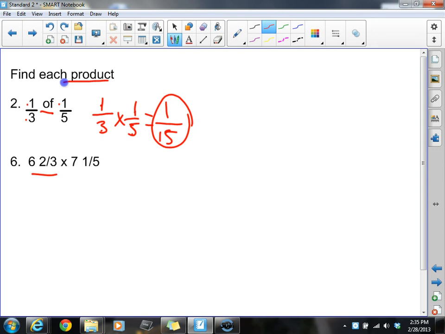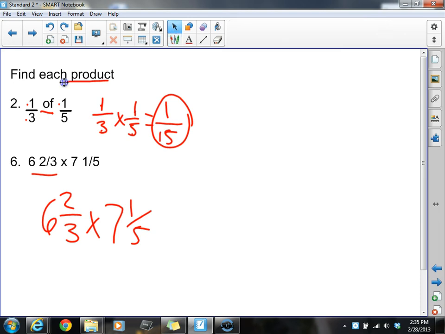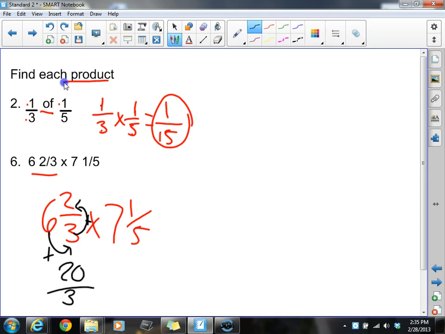Now this next one gets a little more complex because I see mixed numbers. So we have 6 2/3 times 7 1/5. Now before we can multiply mixed numbers, it's always easiest to make them improper fractions. We make them improper fractions by doing this. 6 times 3 is going to be 18. 18 plus 2 is going to be 20. So here, 6 2/3 equals 20 thirds. Times 7 times 5 is going to be 35. 35 plus 1 is going to be 36.